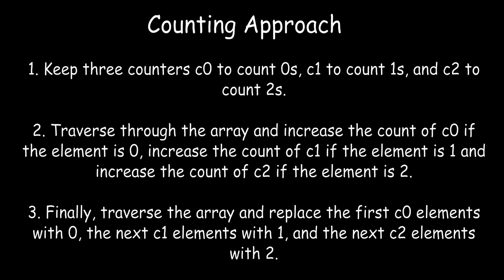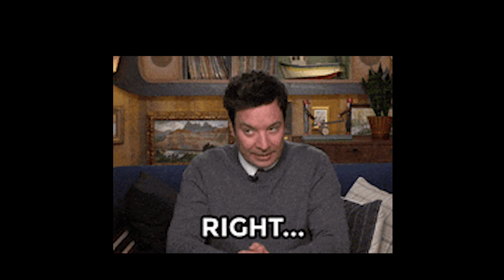The approach or the steps is to keep three counters: C0 to count zeros, C1 to count ones and C2 to count twos. Then traverse through the array and increase the count of C0 if the element is 0. Increase the count of C1 if the element is 1 and similarly increase the count of C2 if the element is 2. Finally, traverse the array again and replace the first C0 elements with 0, the next C1 elements with 1 and finally the next C2 elements with 2. You have coded the algorithm by yourself, right?